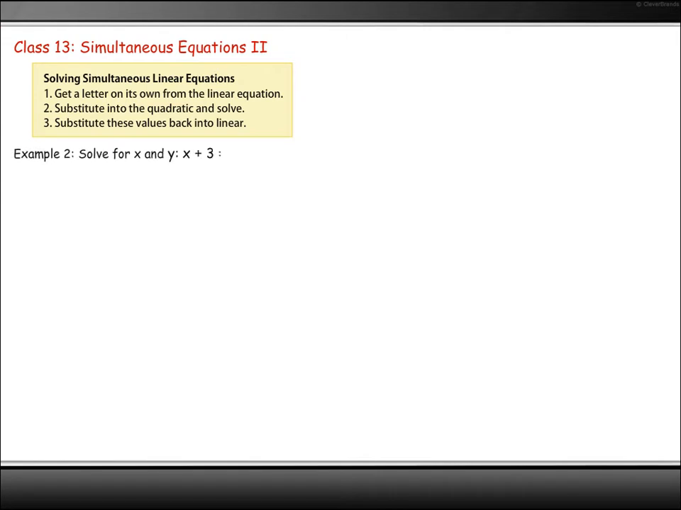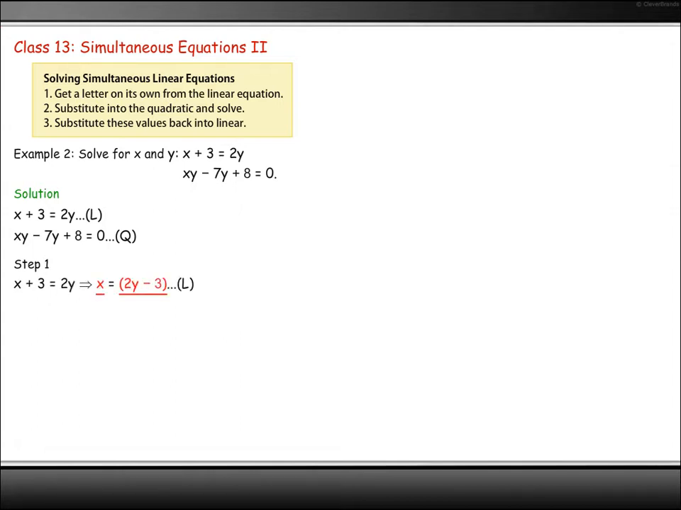Example 2. Solve for x and y. The first equation is the linear and the second the quadratic, because it contains an xy term. Step 1. Get x on its own in the linear equation. You can see it is easier than getting y on its own. Step 2. Substitute this value of x into the quadratic.